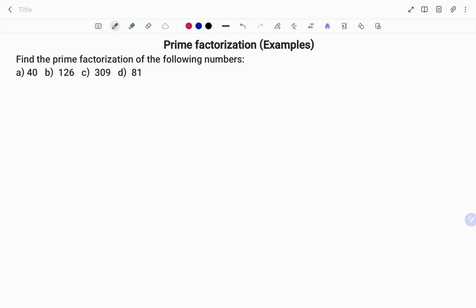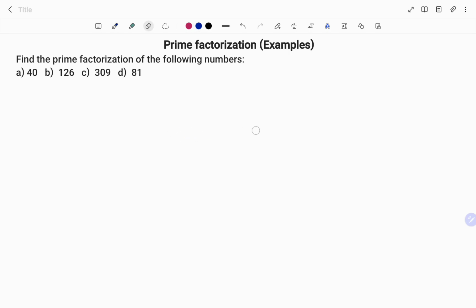Today I'm going to be giving you examples on prime factorization. Recall that prime factorization is a process of writing a number as a product of its primes. That is, when you multiply all the prime numbers together, they must be equal to the original number. For example, prime numbers are 2, 3, 5, 7, 11, etc. And if you note, each of these numbers only has 1 and itself as a factor.